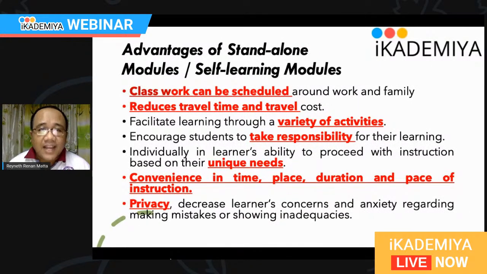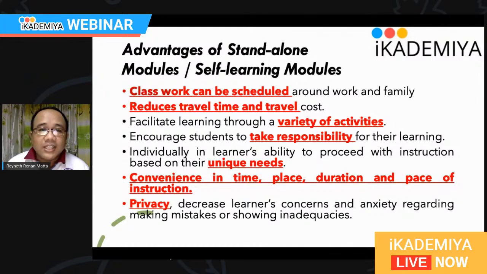Now, what are the different advantages of these standalone modules? If we're going to adapt modules, especially for distance learning, students will have this freedom wherein the activities or the chores are being scheduled around work and family. When we say work and family, there is what we call parental involvement for the students for them to learn. Also, students will find it easier to manage their own understanding because it reduces time and travel for the students.